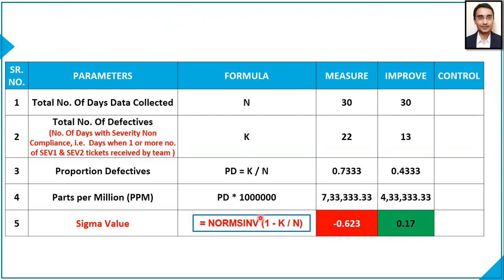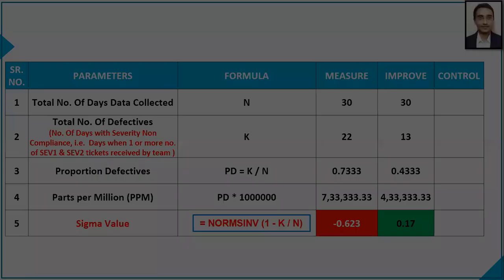So sigma value is equal to NORM.S.INV in bracket 1 minus k by n. Previously it was minus 0.623, which was pathetic. But right now we have improved it to 0.17. So that is a good start for improvement. So on that note, let's go to next slide.